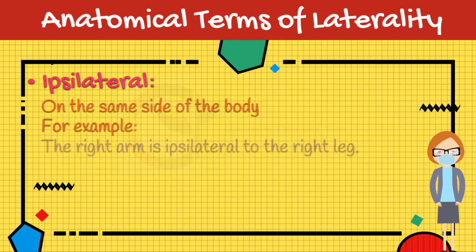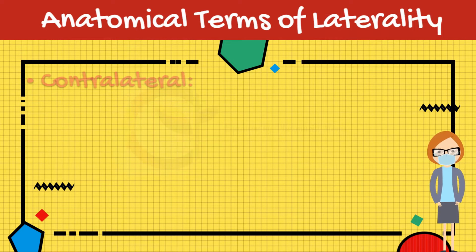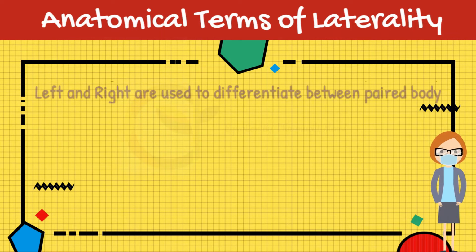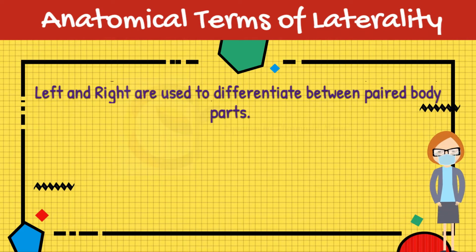Ipsilateral, meaning on the same side of the body. For example, the right arm is ipsilateral to the right leg. Contralateral, meaning on the opposite side of the body. For example, the left arm is contralateral to the right leg. Left and right are used to differentiate between paired body parts.